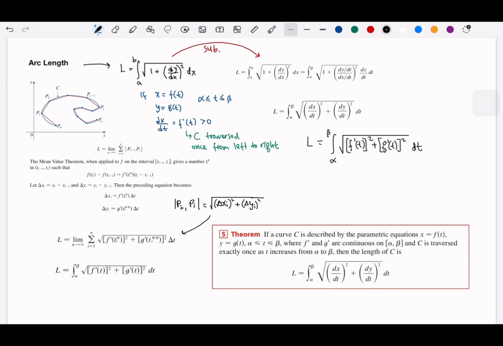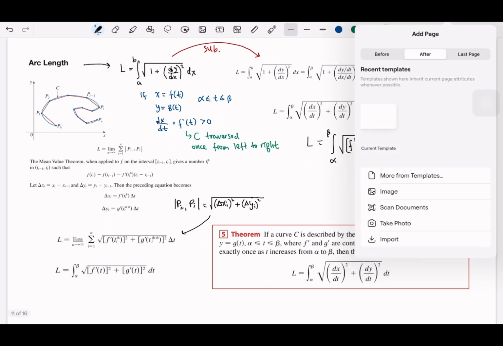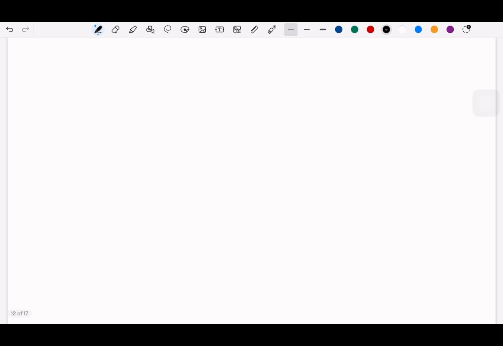Okay, let me continue a little bit before we take a break. Before we have more exercise, let me add the surface area very quickly, because it has the same formulation as the arc length. I forgot to add it here.